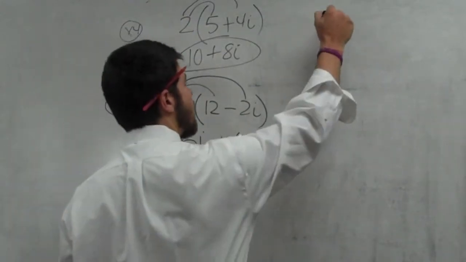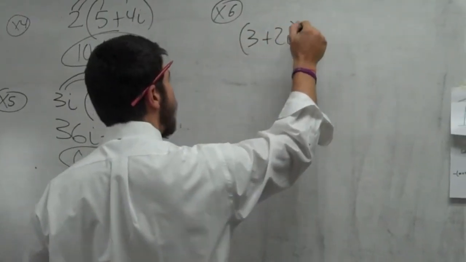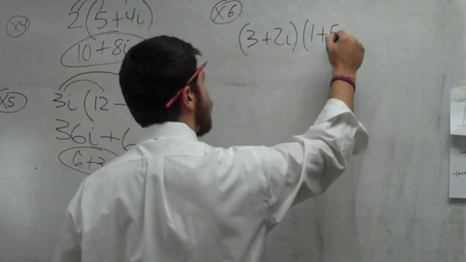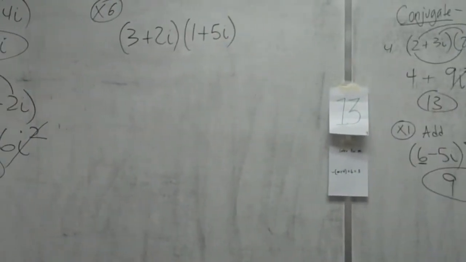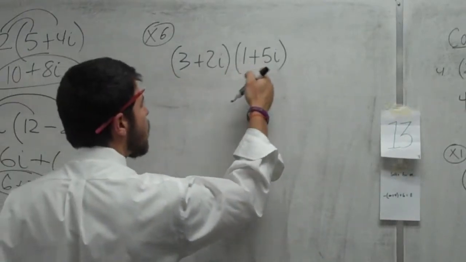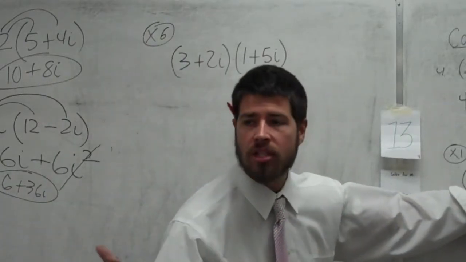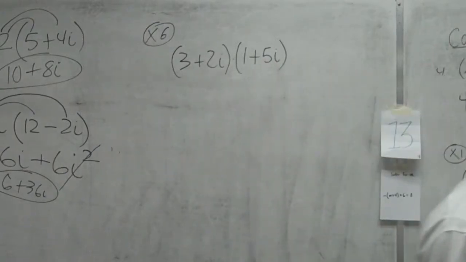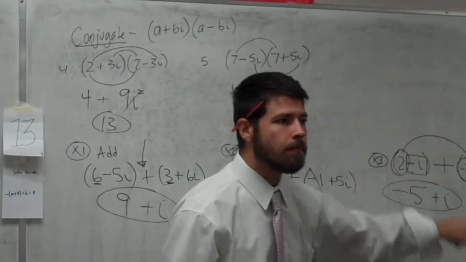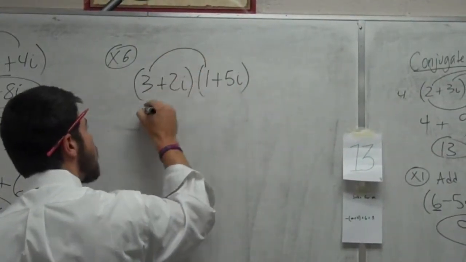Okay. Let's try this. Example 6. 3 plus 2i times 1 plus 5i. Does this scream FOIL to you? Yeah, it does to me. Because I've got two complex numbers multiplied together. Back in the earlier example I had an add, so you just add your like terms. Here, I had a subtract, and I changed it to a plus. You just add your like terms. But here, I have a multiply. So let's FOIL. First times first is 3.